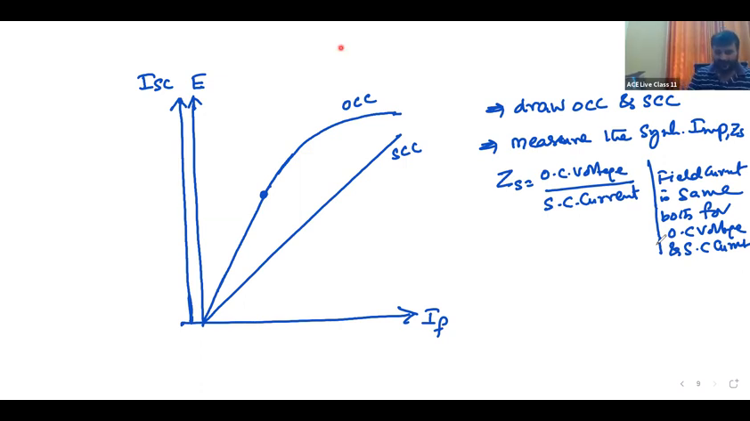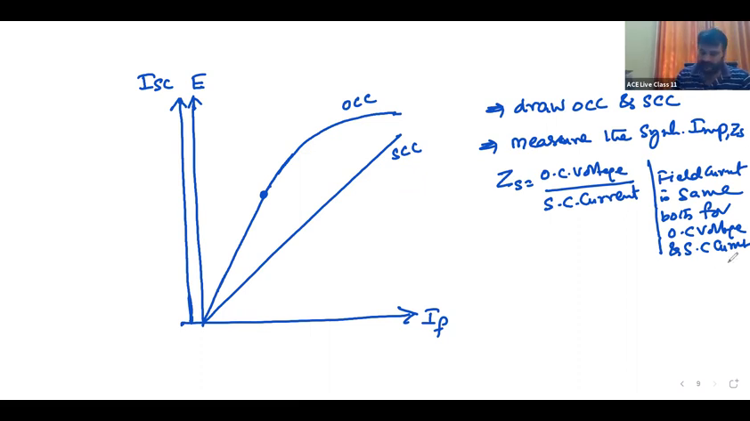Dear students, x-axis is common, field current. On y-axis, this is E and current. Two components we are drawing, open circuit voltage and short circuit current. Y-axis is common for both voltage and current. Can I draw like that? Yes. 1 centimeter is equal to 10 volts, say, or 1 centimeter is equal to 1 ampere. You can take any scale. I can also take ZS, synchronous impedance, and draw it with respect to field current. So ZS is OC voltage by SC current.